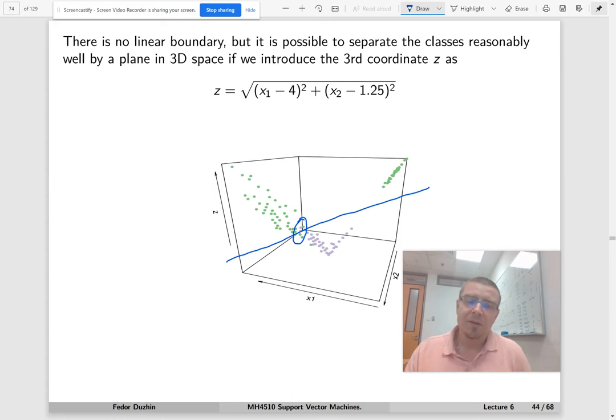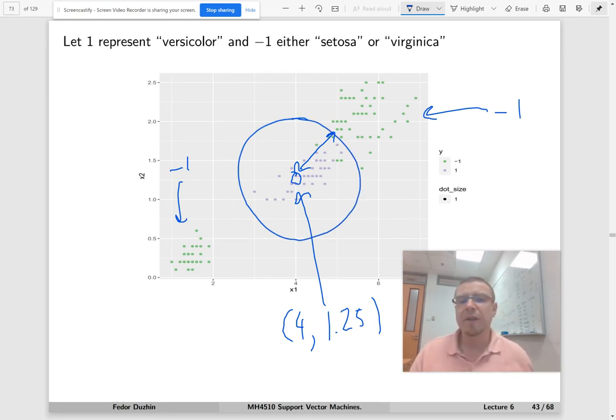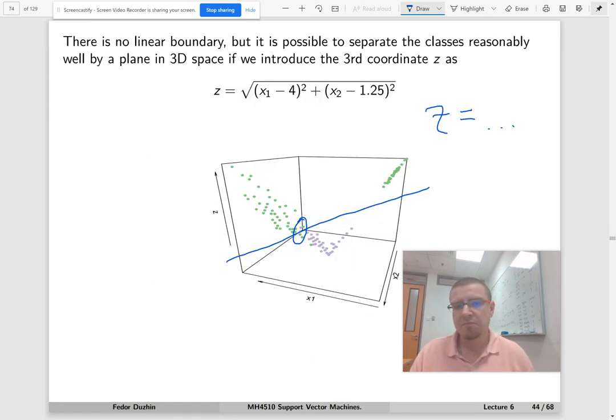So our hyperplane is probably going to be z equals something. If z is bigger than this number, then it is one of the other two classes, and if z is smaller than a certain number, then it is going to be our versicolor. And geometrically, a plane z equals some constant in that 3D space is a circle centered at the given point in the original two-dimensional space.